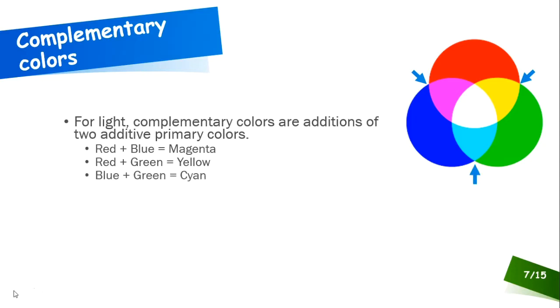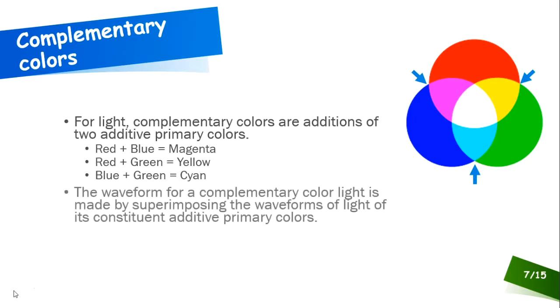Or if we get cyan, that's the combination of blue and green. So these are what we know as the complementary colors. And the waveform for complementary color light is just the addition. So that means we're superimposing the waveforms of the light for the two additive primary colors that make it up.